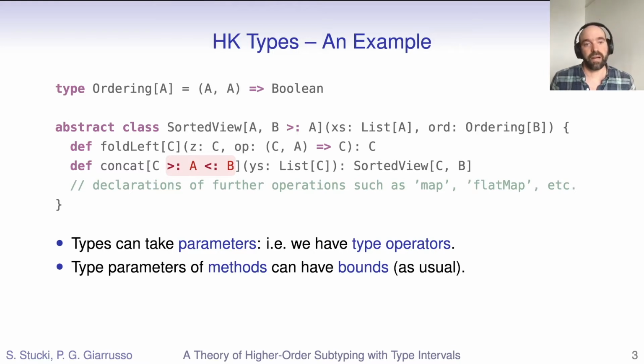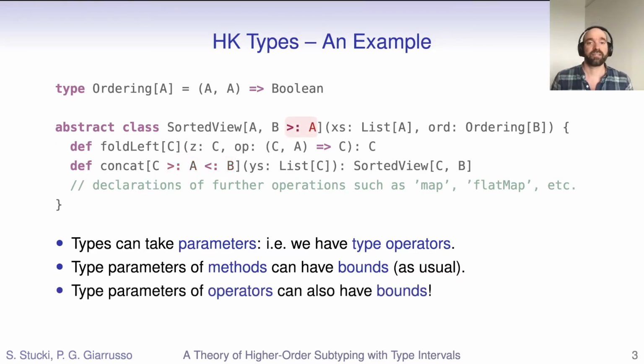But Scala implements bounded polymorphism, meaning we can enforce constraints on type parameters in the form of lower and upper bounds. In this particular case, the type parameter C has to be a supertype of A and a subtype of B. And because types can take parameters, it's only natural that we would allow bounds on those as well. This is what is called a bounded type operator, and those are actually fairly exotic in the type theoretic literature.